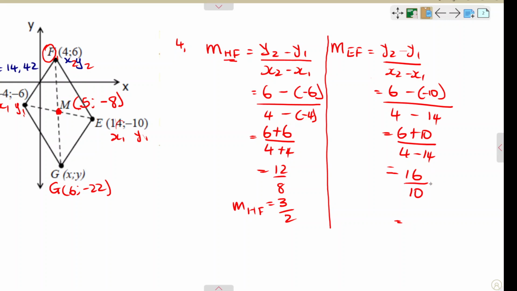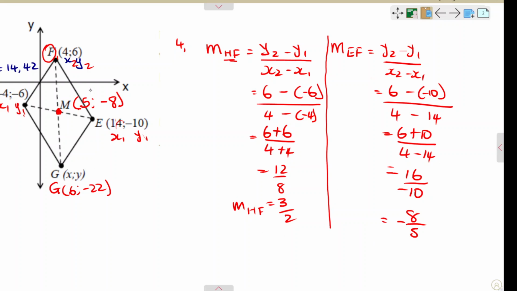So which number goes here? 2 goes into 16, I think 8 times. 2 goes into 10, I think 5 times. So let's look at it again. Yeah, this is a bigger number. 4 minus 14 is supposed to be negative 10, because 14 is a bigger number, so we take the sign of the bigger number. So that means this is supposed now to be negative 8 over 5. Yeah, that's a negative 8 over 5.